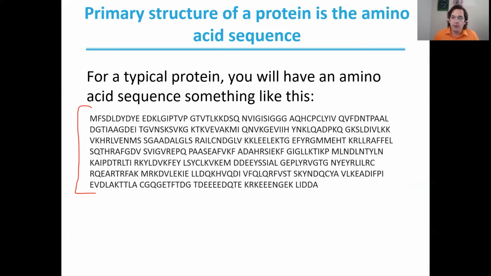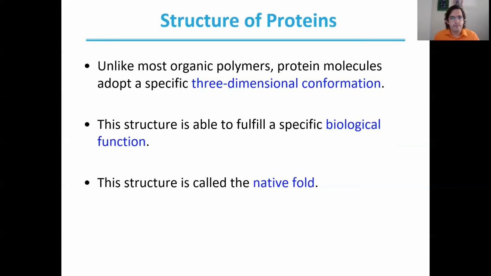As you can see, we have hundreds of amino acids linked together with a very unique sequence in order to create this protein. Any changes here in the sequence will affect the structure of our protein and will often affect the function of our protein as well. Now, one of the things that's unique about our protein polymers is that they form a very specific three-dimensional conformation or structure based on the sequence of amino acids linked together to form that polymer. And that specific structure or shape that our protein forms is key for it to fulfill its specific biological function.